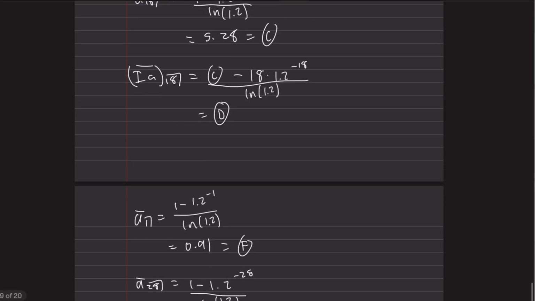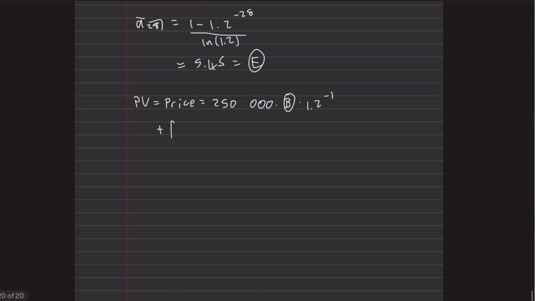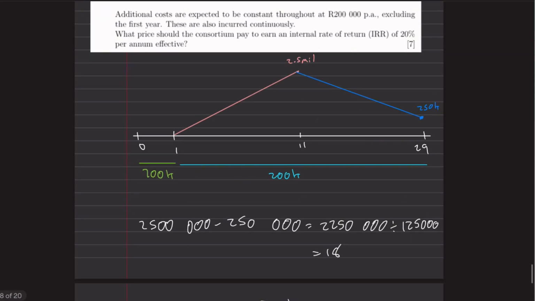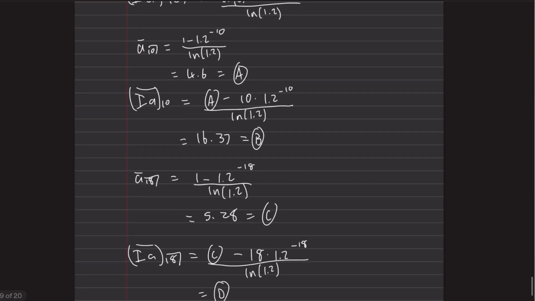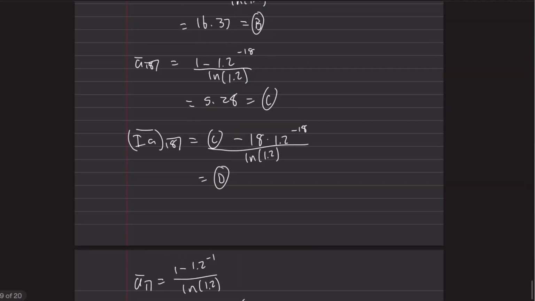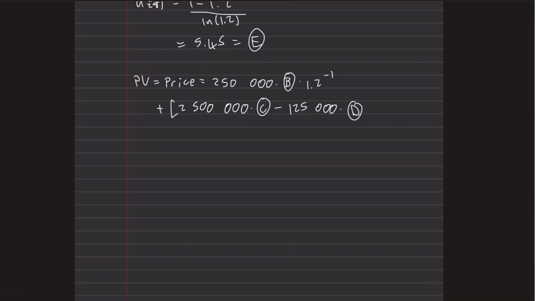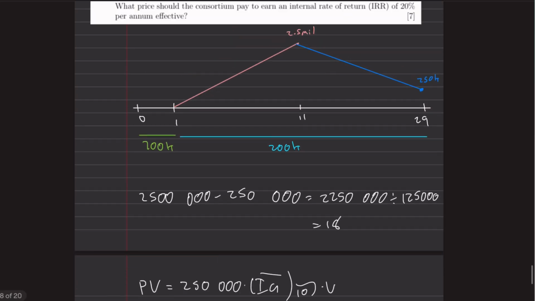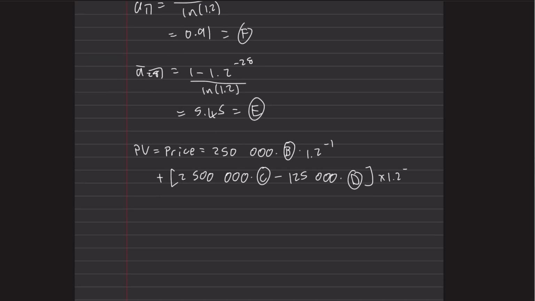Okay, and now that's like the increasing portion, so now we're going to add the decreasing portion. So it's going to be 2.5 million times our continuous annuity for 18 years, so that's going to be times C minus 125,000 times D, which was our increasing annuity for 18 years. Cool. But that present values it to time 11. That present values it to here. So we need to discount it another 11 years. So we need to multiply this by 1.2 to the power of negative 11.